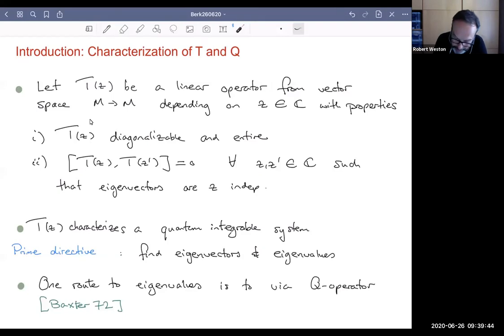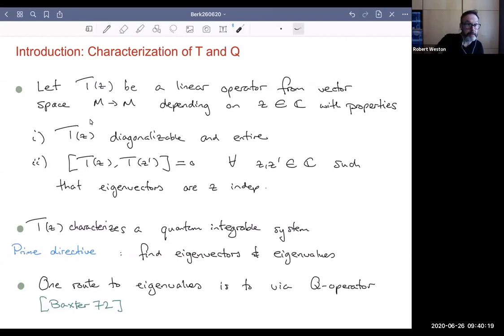And there are two standard routes to doing that. One is the algebraic Bethe Ansatz, or Bethe Ansatz in general, in its different forms. But the other one was introduced by Baxter in 1972 in order to solve the eight vertex model. So the problem with the eight vertex model is there isn't a Bethe Ansatz for the eigenstates.